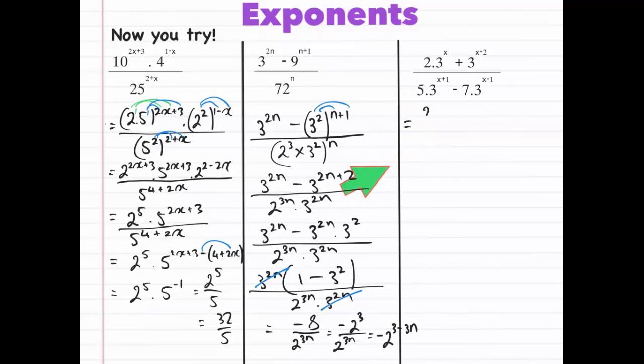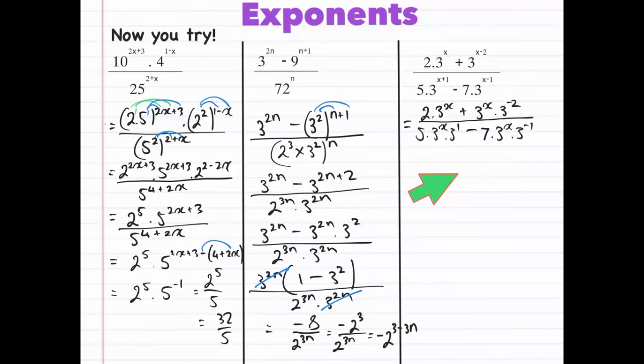Easy enough. So this will be 2 times 3 to the power of x plus 3 to the power of x times 3 to the power of negative 2. Please don't forget that, because 3 to the power of x times 3 to the power of minus 2 is right. The 3 to the x plus minus 2 is the same as x minus 2. And then here at the bottom we have 5 times 3 to the power of x times 3 to the power of 1 minus 7 times 3 to the power of x times 3 to the power of negative 1. We simply split these up so that I can take out a common factor, right?